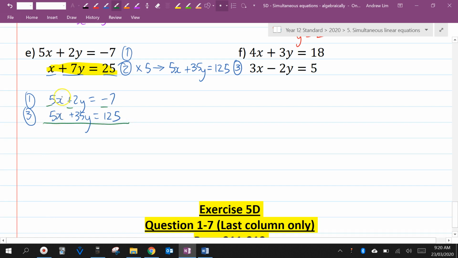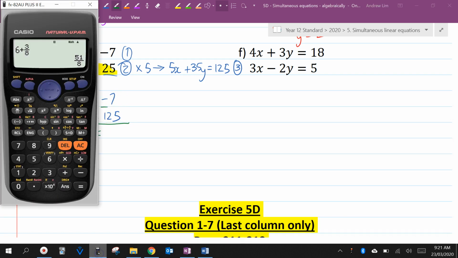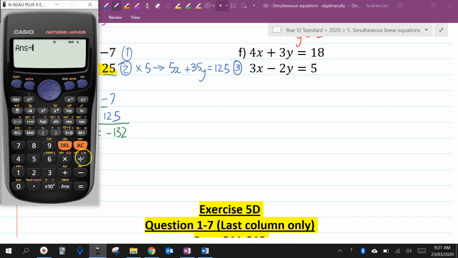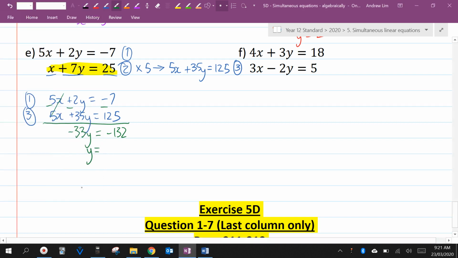5x minus 5x, 0. They cancel each other out. 2y minus 35y is minus 33y. And minus 7 minus 125 is minus 132. So, if we divide both sides by negative 33, we get y is equal to positive 4.